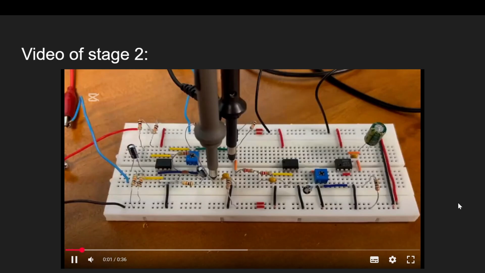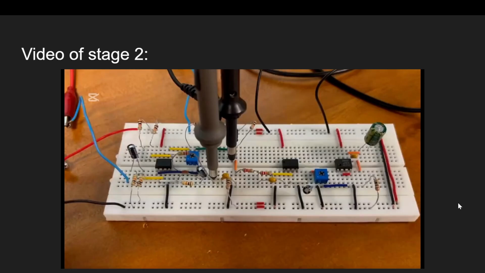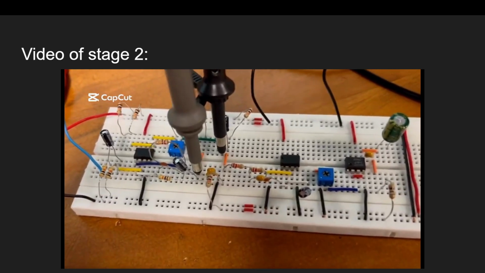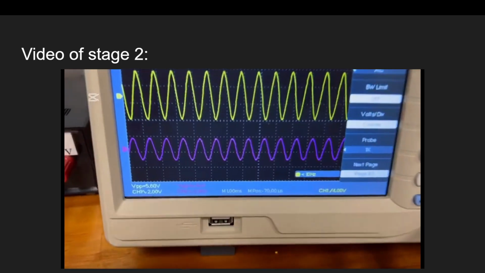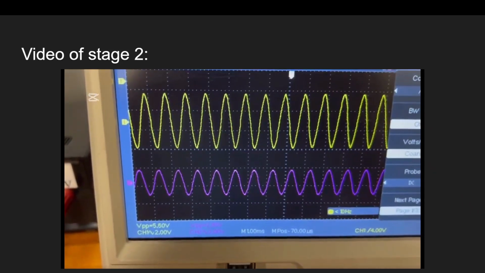Now this is my video recordings for stage 2. To record for stage 2, we will leave test probe 2 at TP2 and move test probe 1 to TP3. We can see that the output would be 5.6 volts.